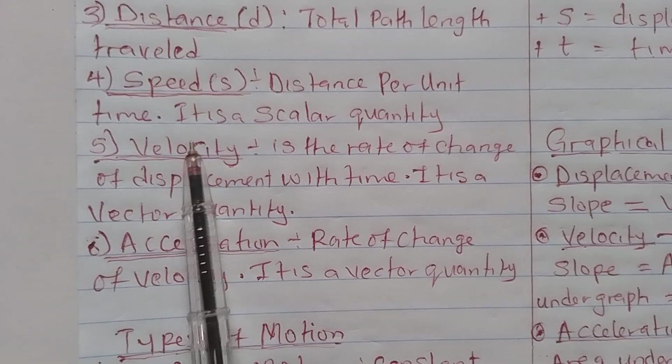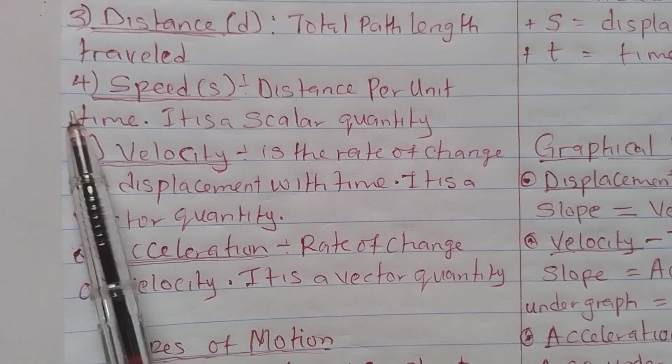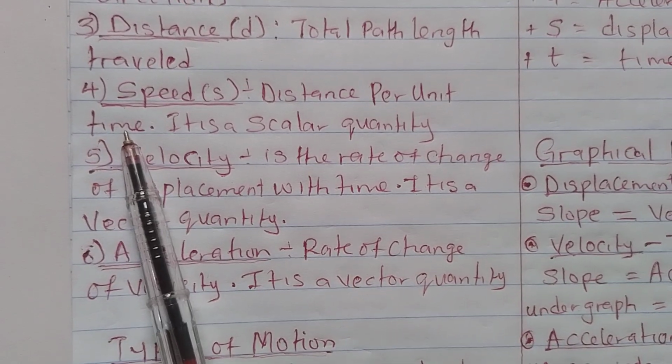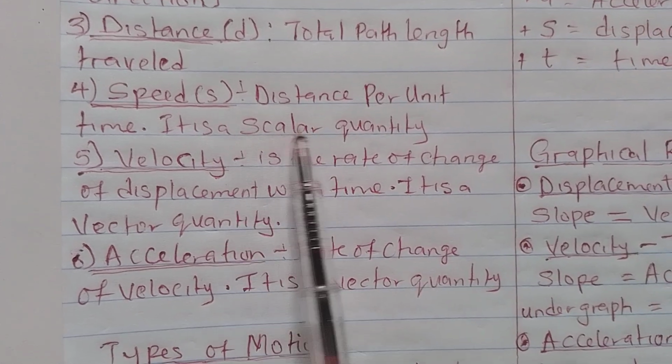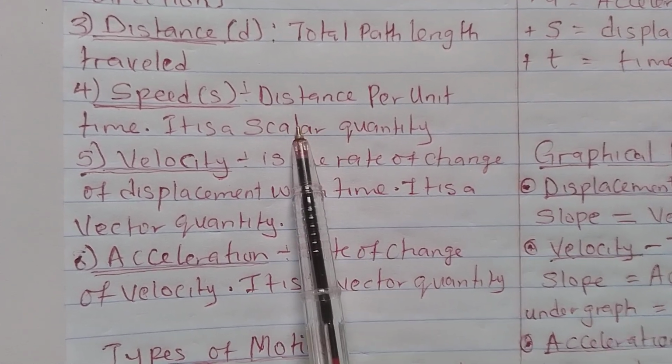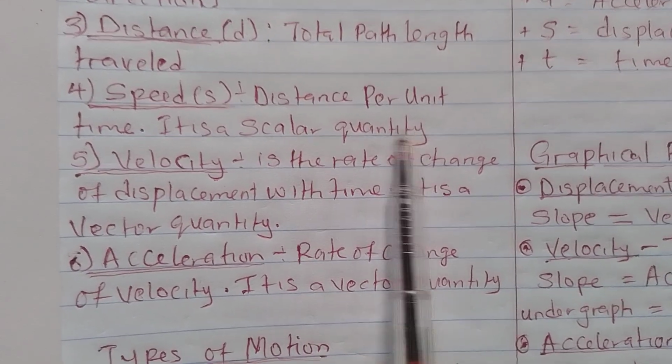Then to the next one, we talk about speed. Speed is the distance traveled per unit time. It is a scalar quantity because it does not deal with the direction of that object. So it's a scalar quantity.